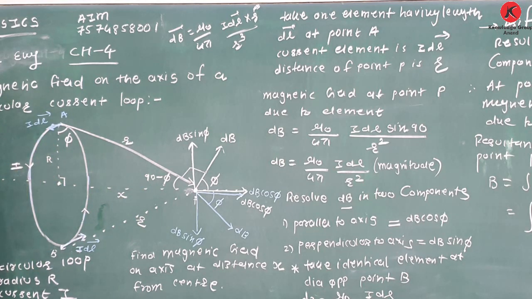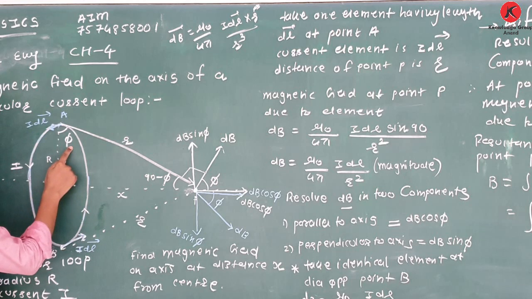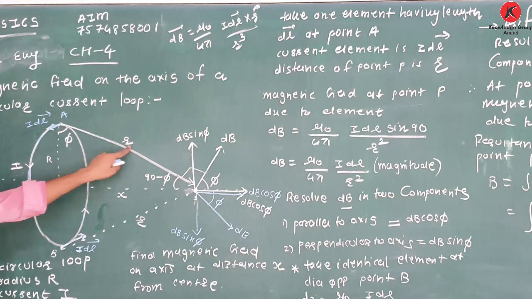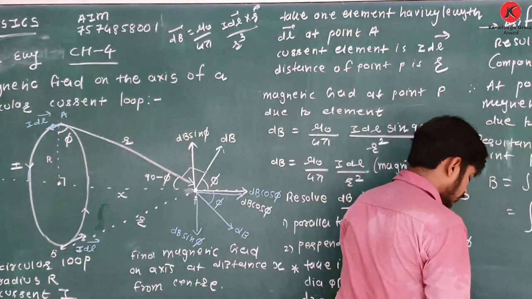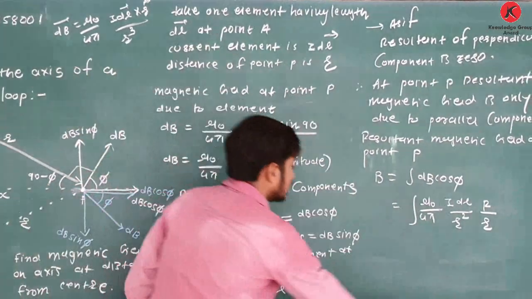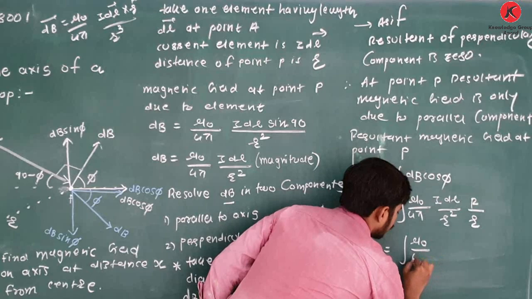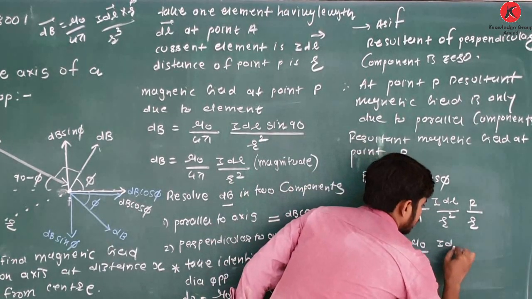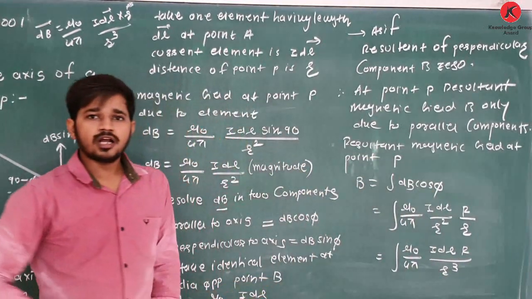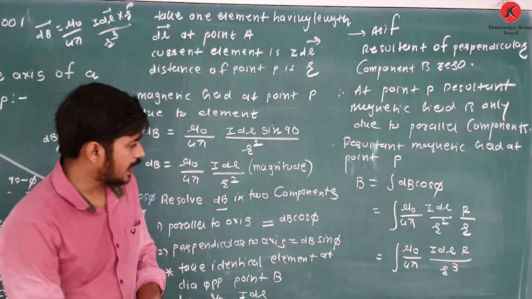So cos phi, how to find cos phi? Cos phi is equal to adjacent side upon hypotenuse. For phi, its adjacent side is R and hypotenuse is r. Yes or no? Cos phi is equal to R upon r. So here, how to write it? It is R upon r. Clear about this? Then B is equal to integration mu 0 upon 4 pi, I dl R upon, here it is r cube. Clear? So yes, now we have to simplify this.